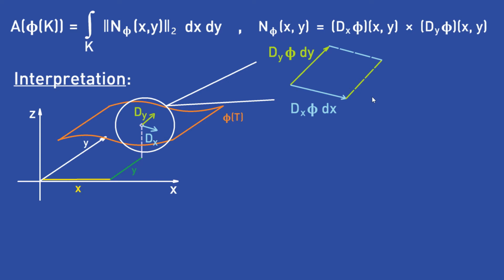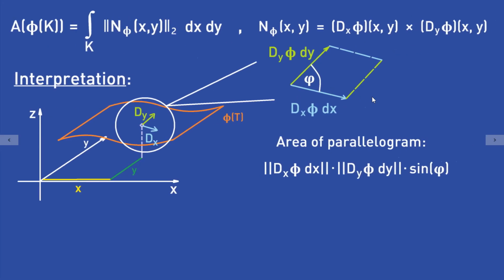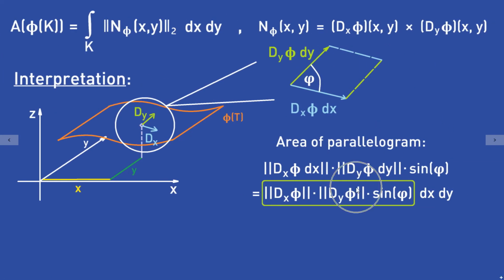So you use the formula for the area of a parallelogram you may already know from school. The length of one side of the parallelogram times the length of the other side of the parallelogram times the sine of the angle between the two vectors, which we call phi here. We rewrite this a little bit and take a look at this here. You can write this by using the cross product in R3.